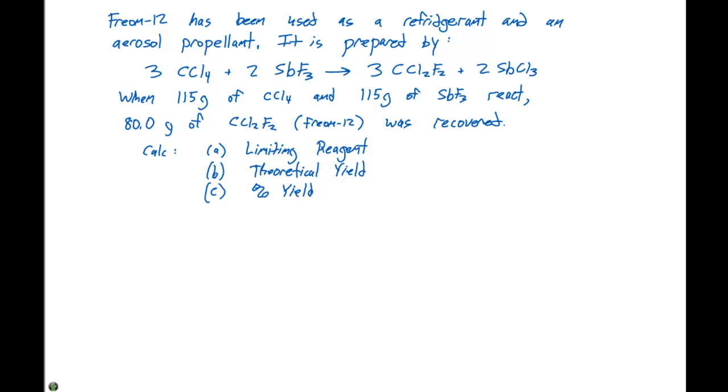The following example problem that we're going to perform ties together a lot of the concepts that we've been looking at from this section of the textbook. And it is as follows. Freon 12 has been used as a refrigerant and an aerosol propellant. It is prepared by the following reaction.